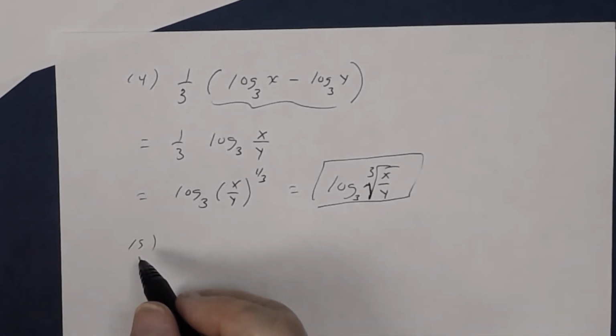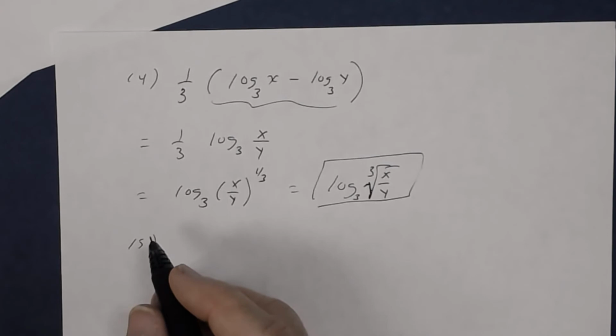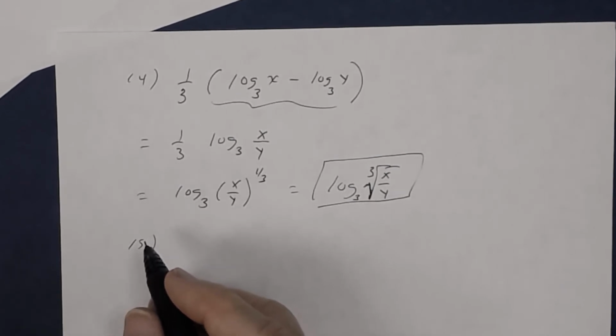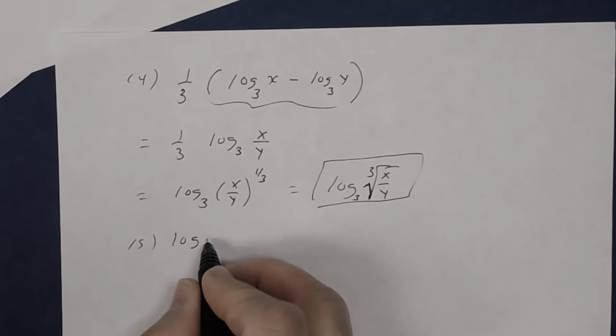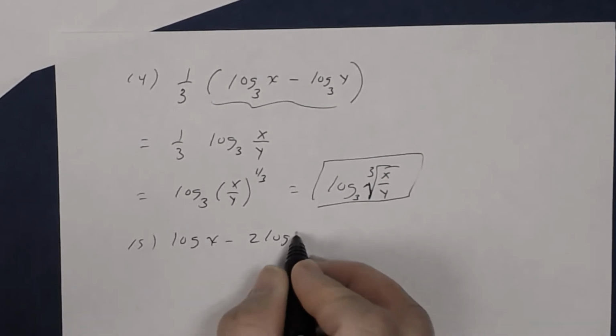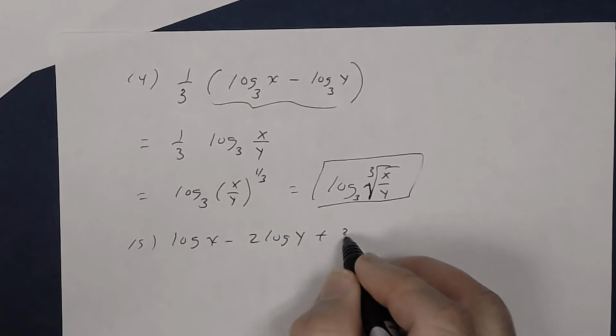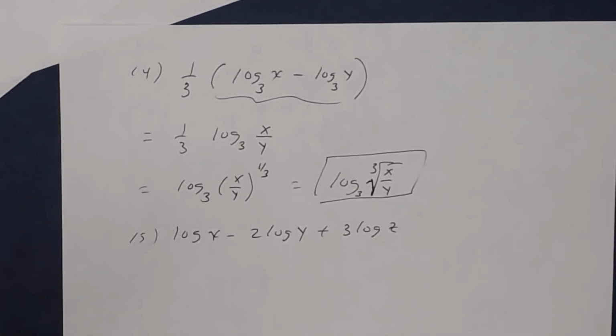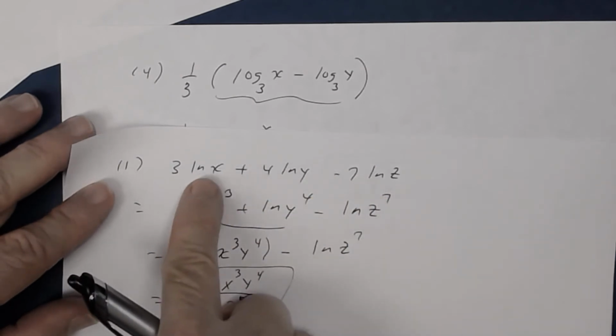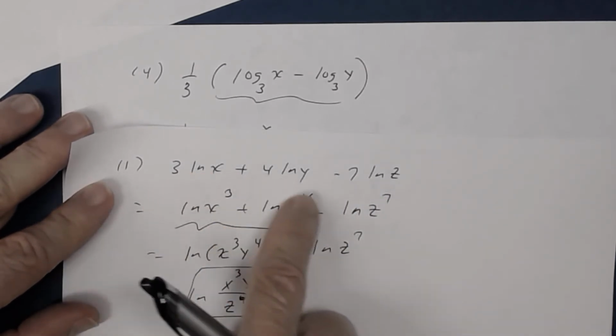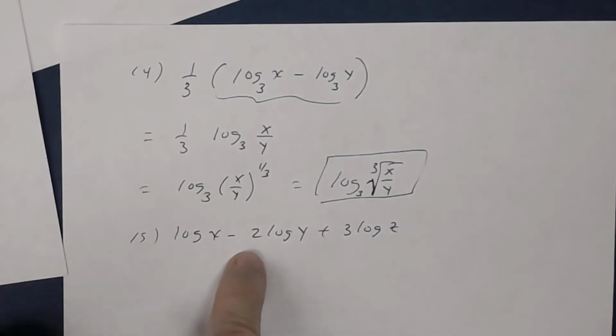Okay. 15. All right, 15. Let's suppose you had this: the log of x minus 2 log of y plus 3 log of z. Now, remember in number 11 we had 3 logs? Same idea, except notice that the order of operations was I added first and then subtracted. Here I'm subtracting and then doing what? Adding. But remember, the first thing you have to do is make sure that these coefficients are 1s.